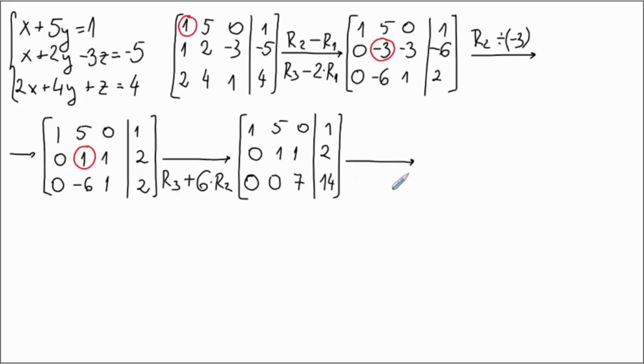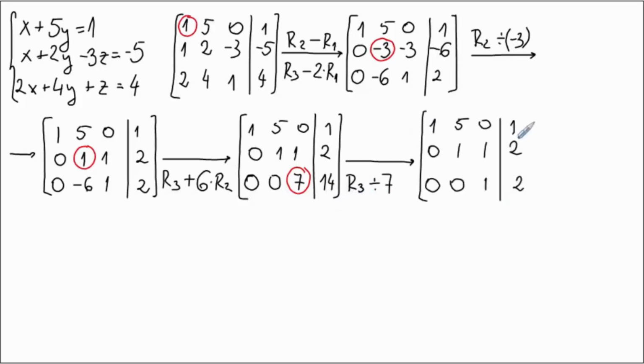Okay, next entry on the diagonal, 7 is our next pivot, so first make it a 1, divide by 7, like so. And now that ends the first step of the classical Gauss-Jordan elimination. And now we're gonna go backwards.